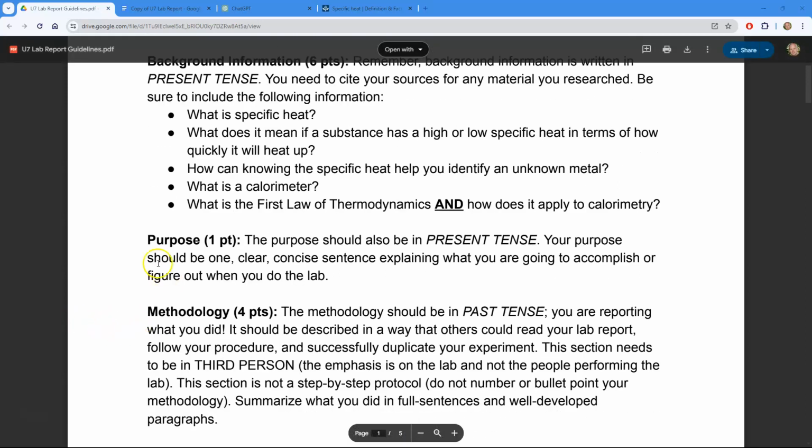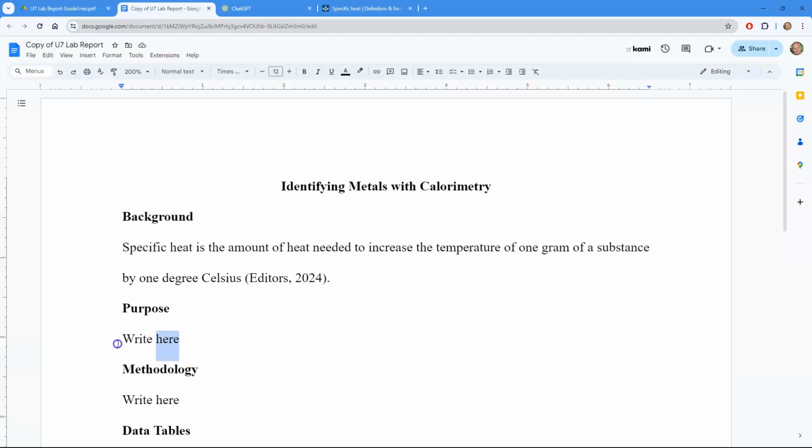All right, the next section is the purpose. The purpose should also be written in present tense. Your purpose should be one clear, concise sentence explaining what you are going to accomplish or figure out when you do the lab. Okay, so in the lab, our purpose was to identify an unknown metal using calorimetry.